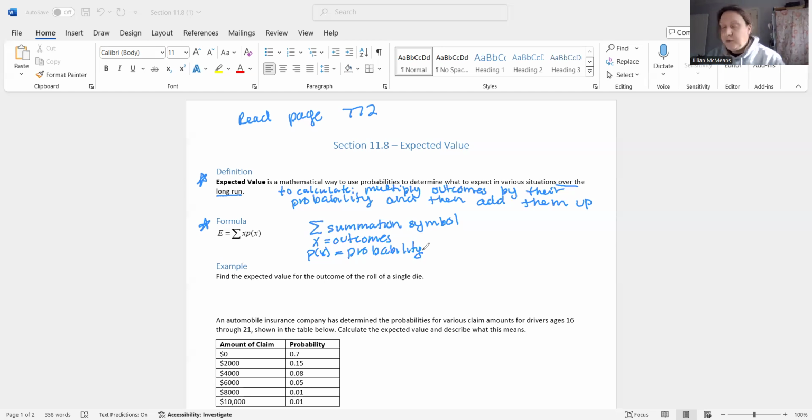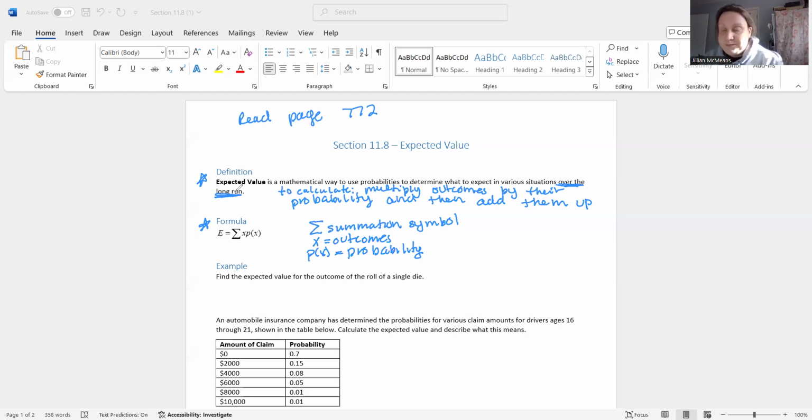Now, the first example we're going to look at is very theoretical. What I want you to remember is when we're talking about expected value, we're looking at what happens over the long run. So it's kind of like, on average, what could you expect if you did this over and over and over again? So our first example is to find the expected value for the outcome of the roll of a single die.